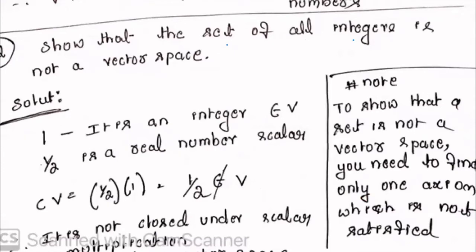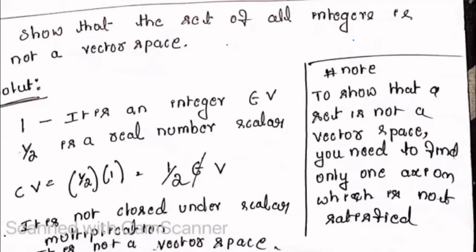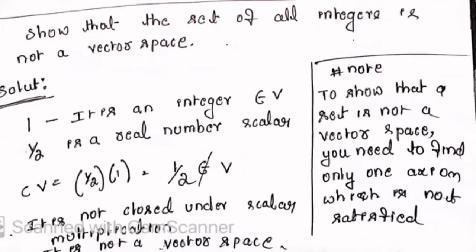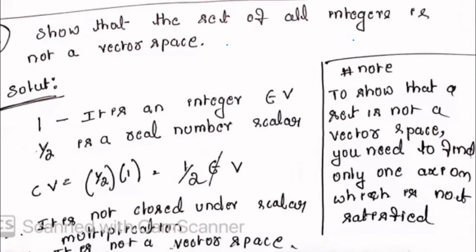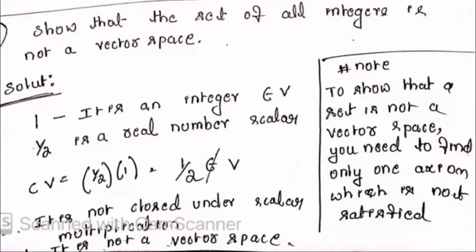Show that the set of all integers is not a vector space. Okay. So you are considering all integers. In order to show that it's not a vector space, out of those 8 axioms, you can prove one wrong. If you prove that one is wrong, then you can conclude that it's not a vector space. It's left to you which one to choose. So to show that a set is not a vector space, you need to find only one axiom which is not satisfied. Okay. So here all x and y's are integers.